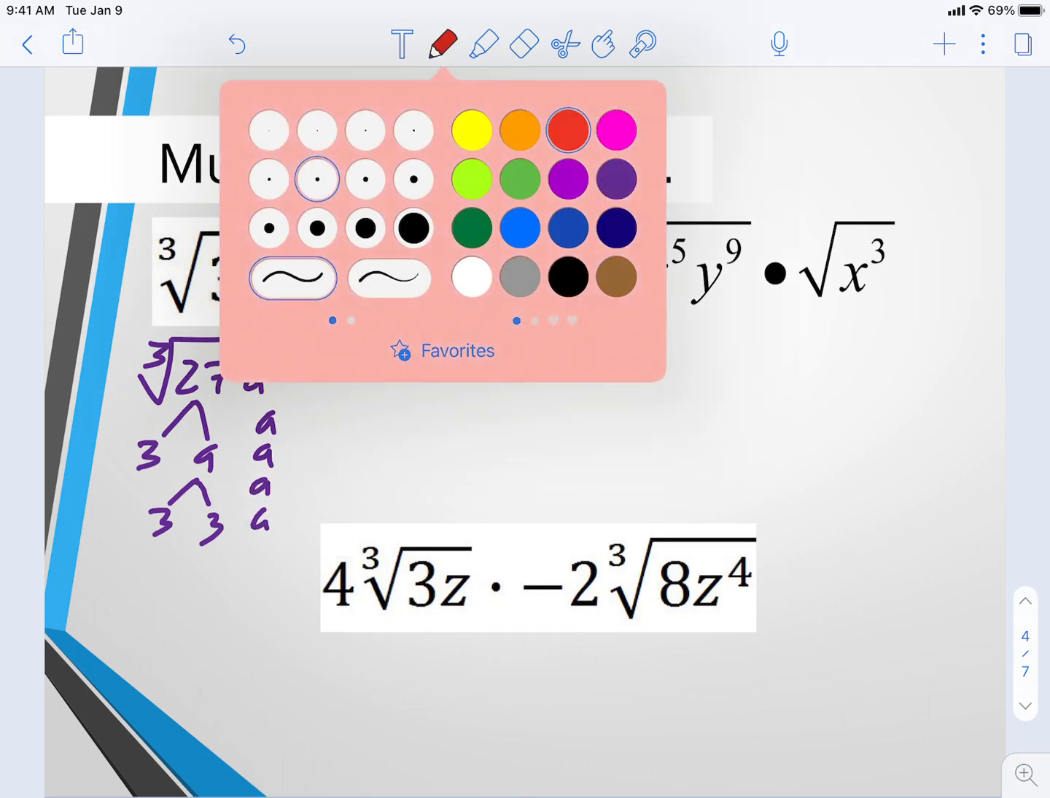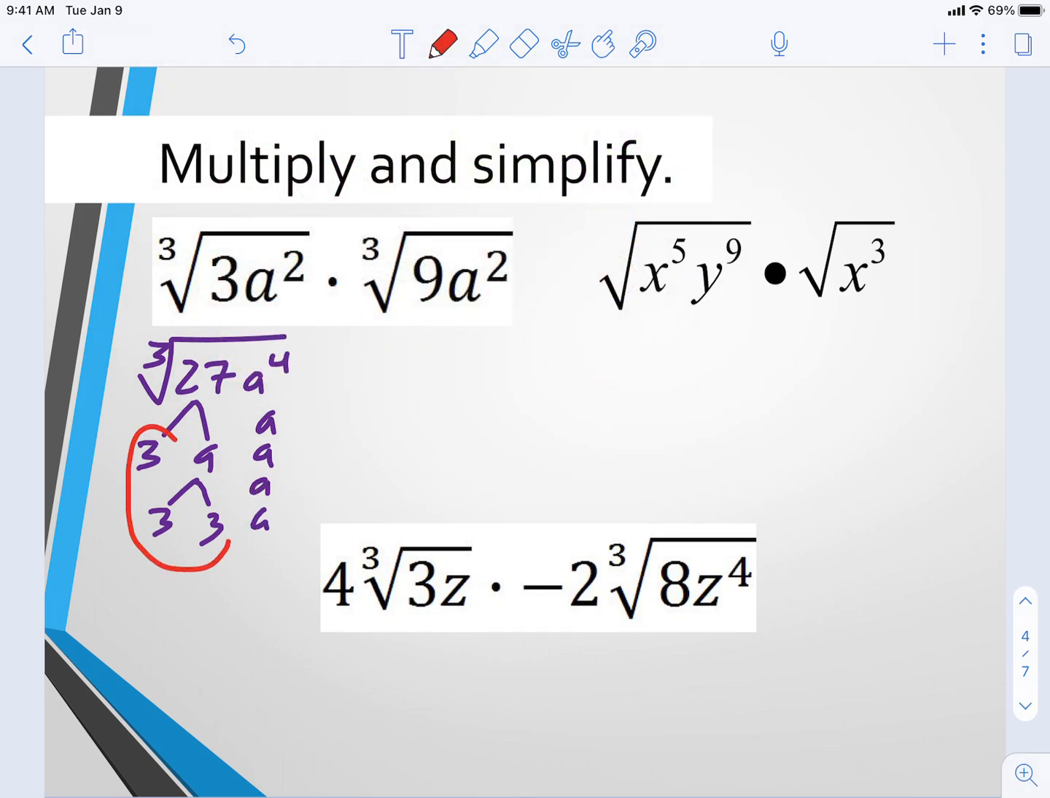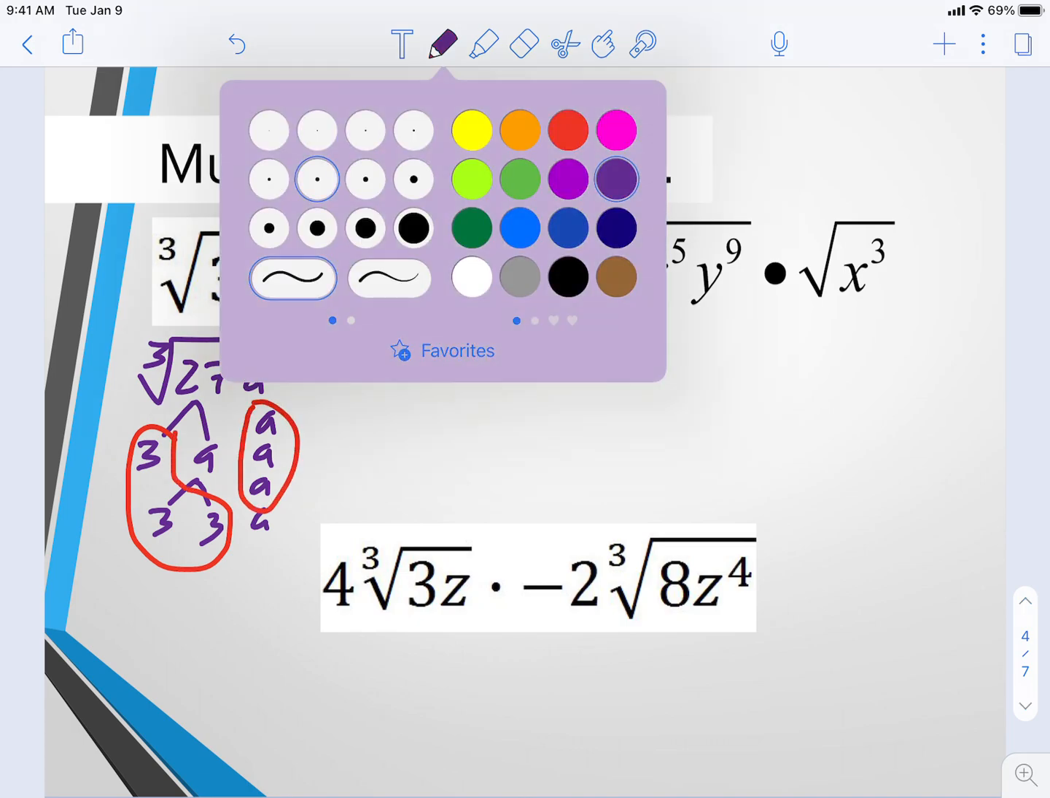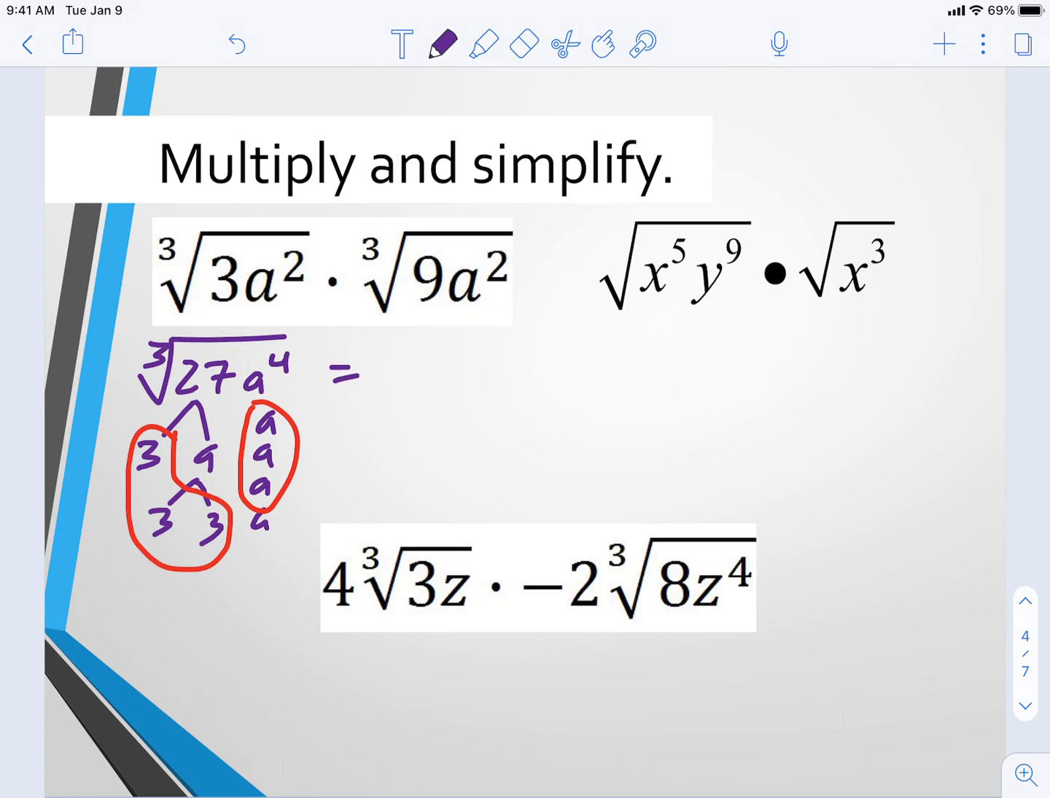I am looking for a group of 3 because it's a cube root. And so what did I circle? I circled a 3, I circled one group of a's, and what I have left is a single a. All right, next one, I'll highlight the answer.